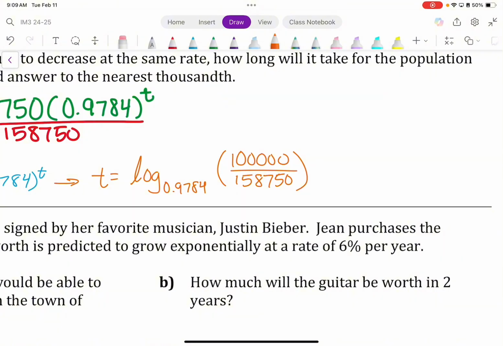Big box is 100,000 over 158,750. Now, because this is time, we are allowed to have decimals. So you're going to round to the nearest hundredth. Once again, because it's time, we are going to have decimals. If you're struggling, please call me over so that I can take a look.